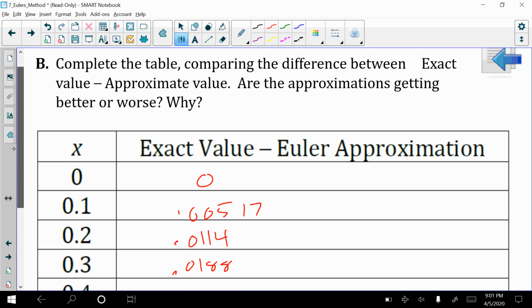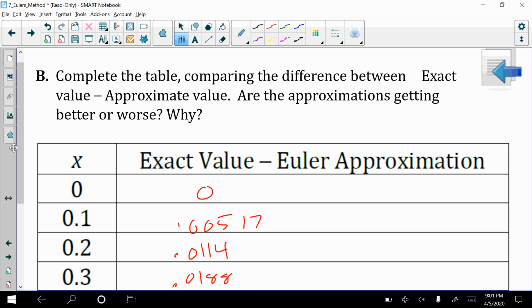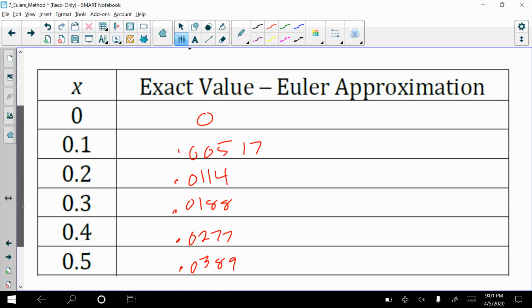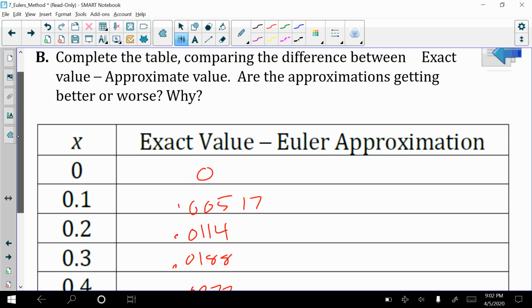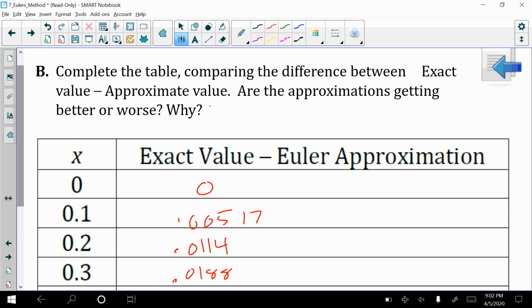Okay, so the question is asking, are the approximations getting better or worse? Well, the difference between the exact answer and the approximate answer is growing as x grows. And in order for the approximation to be as close as possible to the real answer, we really need the difference to be close to 0. As you can see, as the table continues to grow, the difference in the actual and the approximate numbers are growing. So because that difference is growing, the approximation is getting worse.